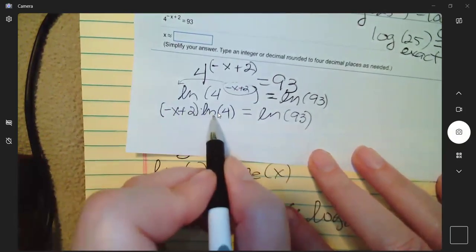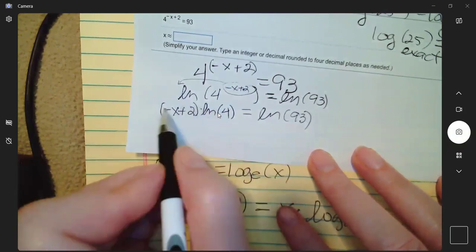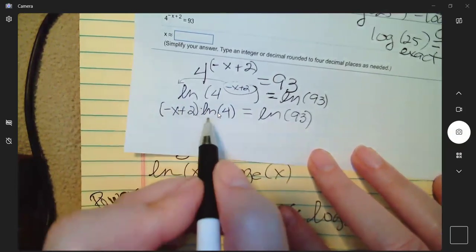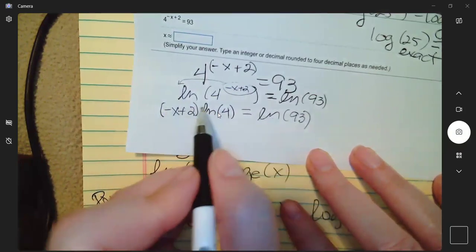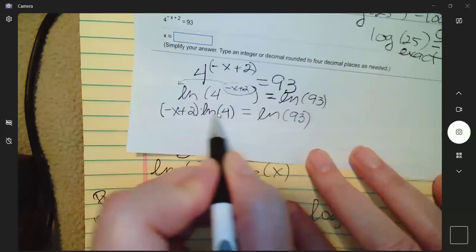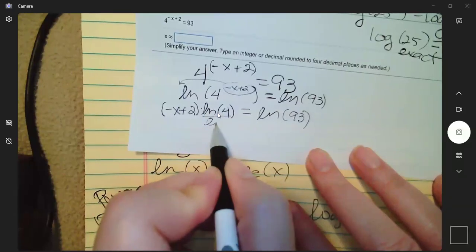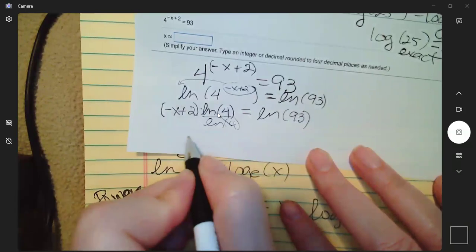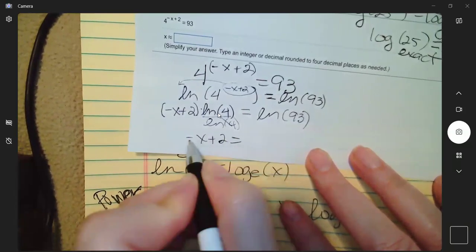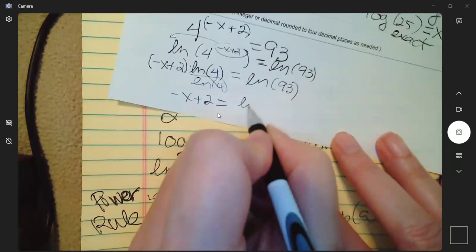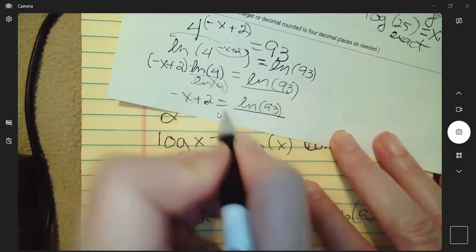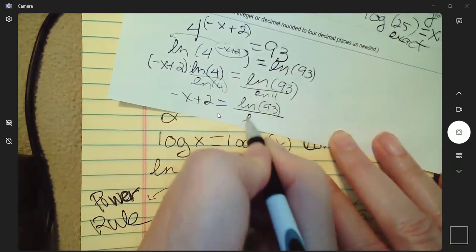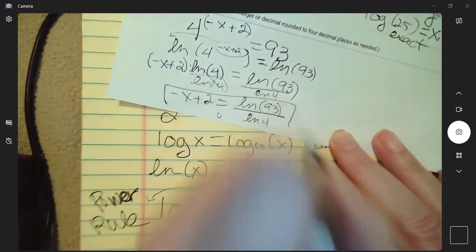Typically, if this weren't such a funky looking number, a lot of times people will distribute to get rid of the parentheses. I'm just going to divide by the natural log of 4 on this side. That's another way to get rid of it. The parentheses are only there to indicate all of this is getting multiplied by that logarithm. So if I just divide by that logarithm, then it's gone. I don't need the parentheses anymore. Negative x plus 2 equals natural log of 93, and I'm dividing both sides by natural log of 4. So here's where I'm at now.